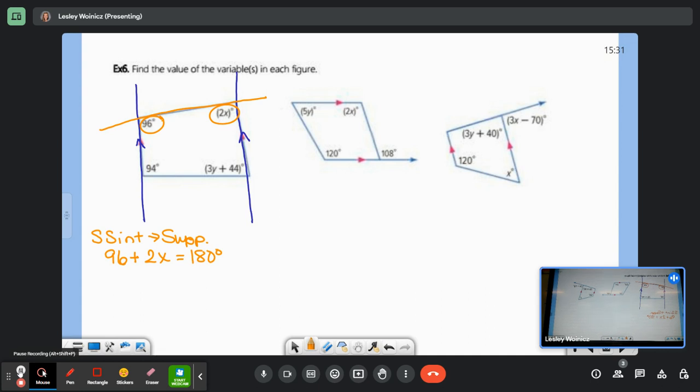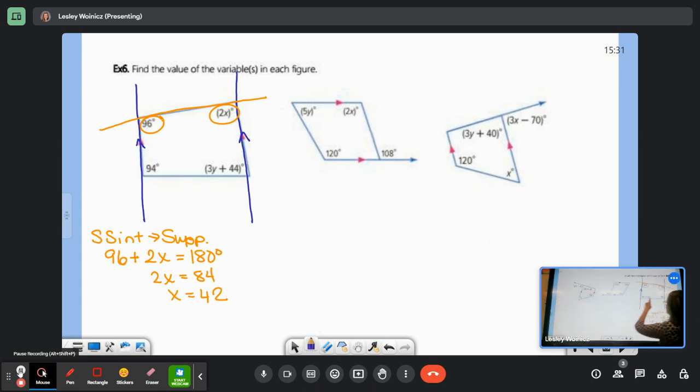Subtract away the 96. What do you get? 84. So 2x equals 84. Divide that by 2. 42. This one doesn't need a degrees because there's a degree outside the parentheses. Everybody see that? Okay.